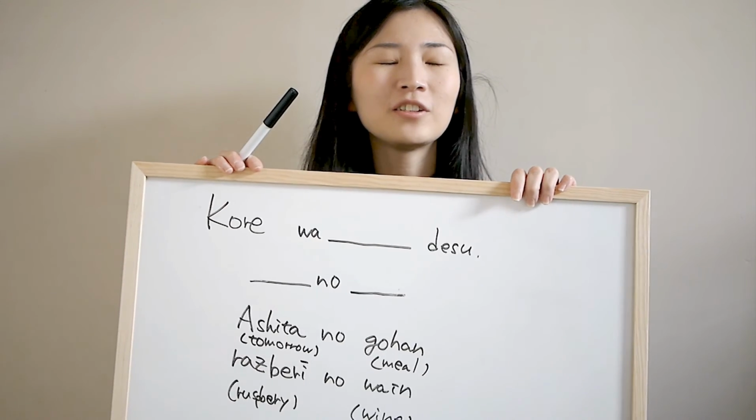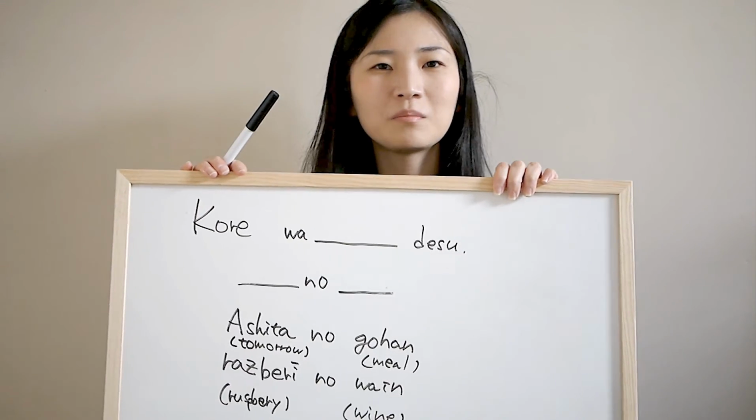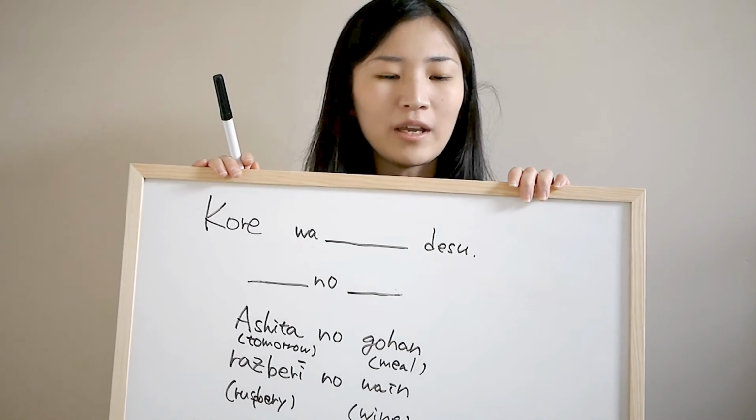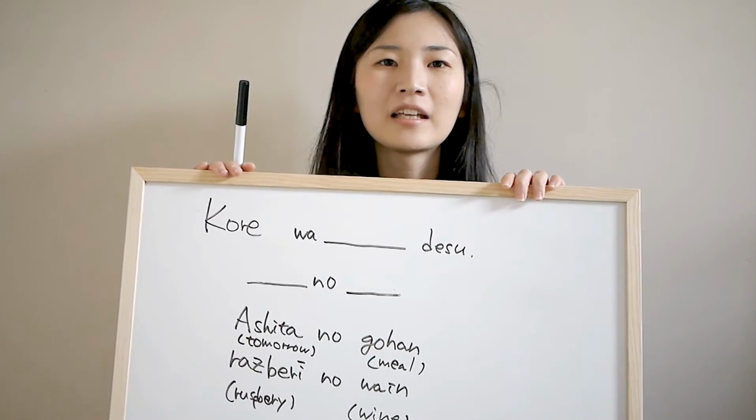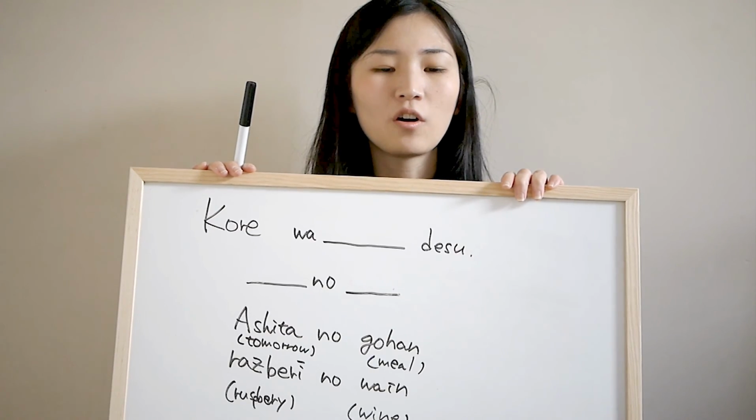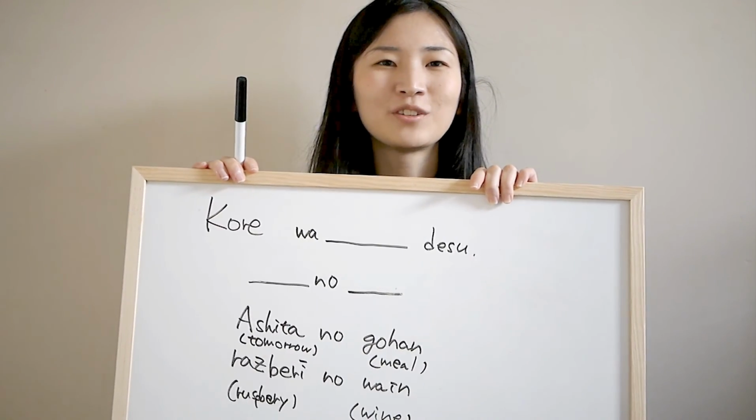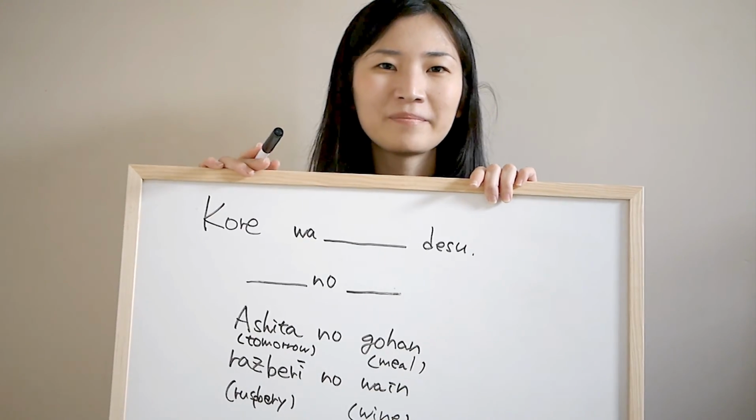So now you can make complex sentences by using no, and we learned a lot of new vocabularies again, so I hope you remember some of them. I write them in the description, so try to memorize them.